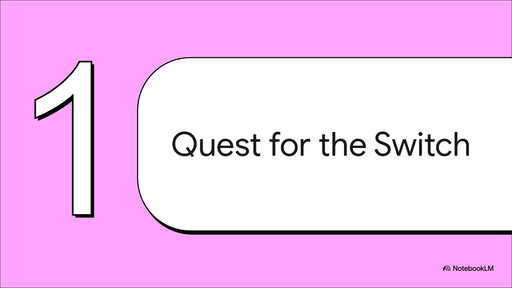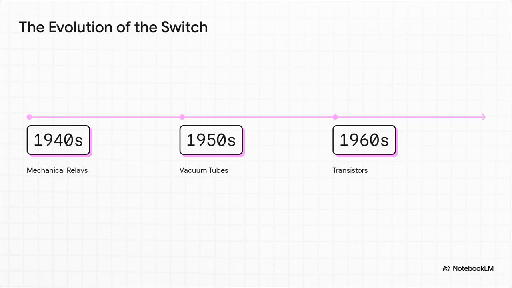So if the switch is the key to everything, then you could say the entire history of computing has really just been one big quest to build a better, faster, and smaller switch. It really started back in the 1940s with these things called mechanical relays. These are actual physical switches. You could hear them clicking open and shut. Then, in the 50s, we got vacuum tubes. They were faster, sure, but they were huge, hot, and broke all the time.